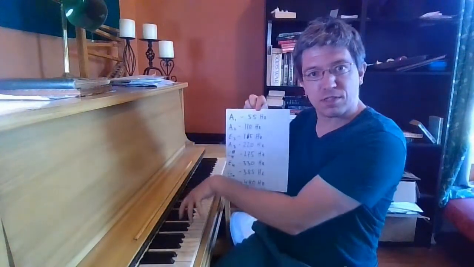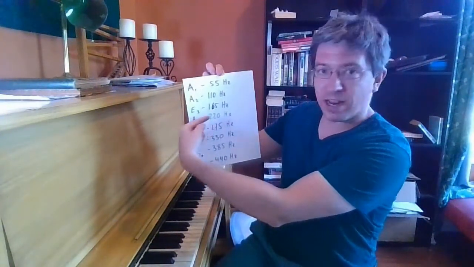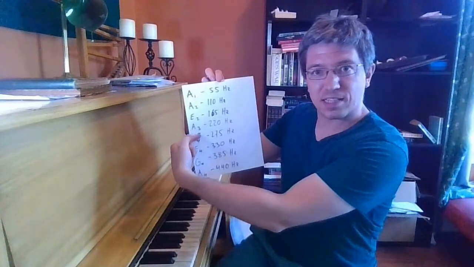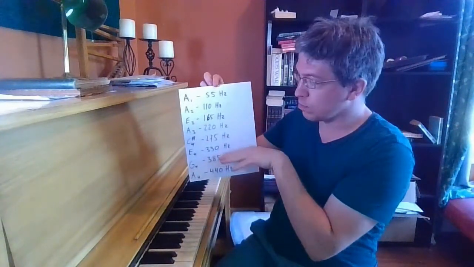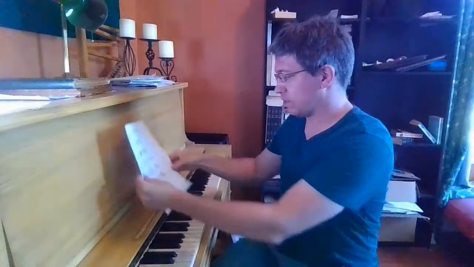And so the intervals on the piano are going to get smaller and smaller, because the ratio from one to the next is smaller and smaller, because it's all just multiples of the original. Right? Let's listen to what that sounds like.